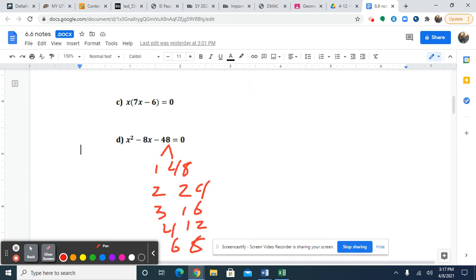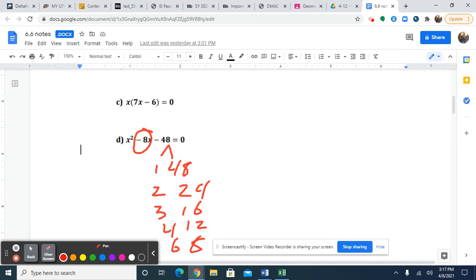So what we want to do is, first off, we want to multiply to a negative 48. So that tells us that one of the numbers has to be negative. And we also want to add up to negative 8. So if one of the numbers is negative, that means that we're actually subtracting instead of adding.